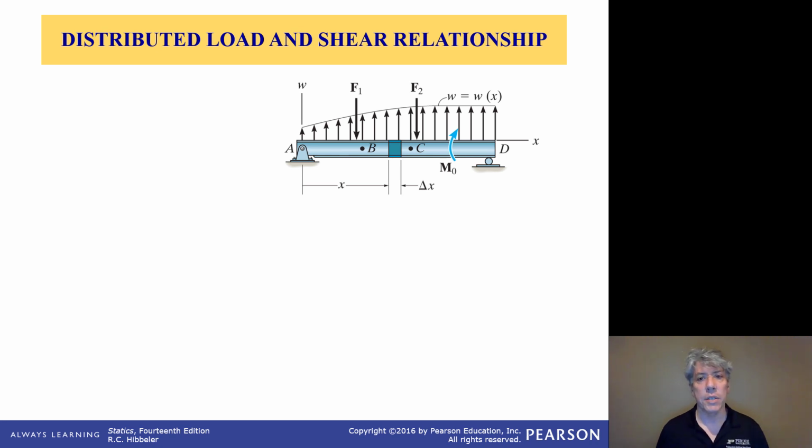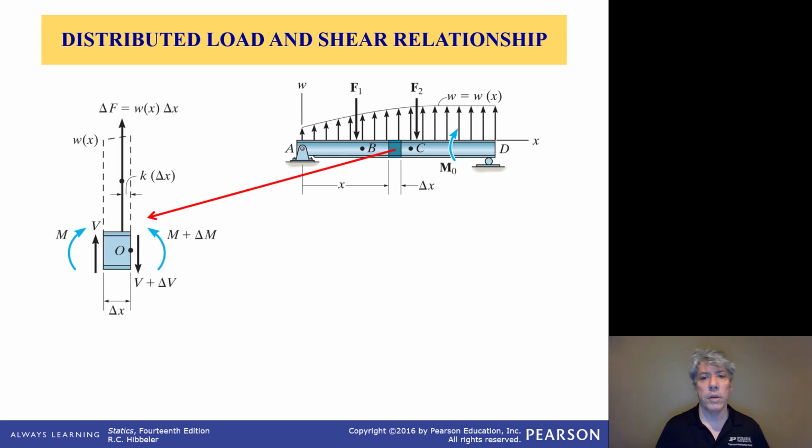It increases as we move past F1 and F2, which are themselves concentrated force loads, until between C and D it looks like the distributed load is relatively constant and upward at its maximum value until it goes all the way out to D. Now, another interesting load applied to this beam that's an external load is the concentrated moment M0 that occurs between C and D.